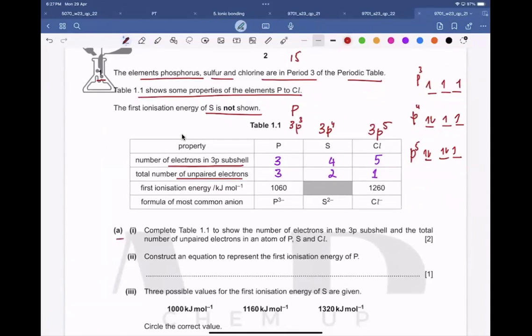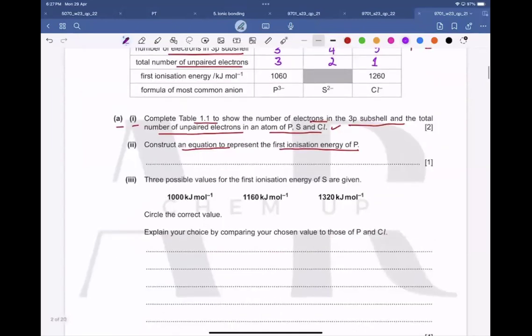Okay. Now A1. Complete the table 1.1. Show the number of electrons in 3p subshells and the total number of unpaired electrons in an atom of phosphorus, sulfur, and chlorine. We are done with this. Construct an equation to represent the first ionization energy of phosphorus. If you recall, the first ionization energy of phosphorus is 1 mole of phosphorus atoms in the gaseous state forming 1 mole of gaseous phosphorus plus 1 ion and a loss of 1 mole of electrons.